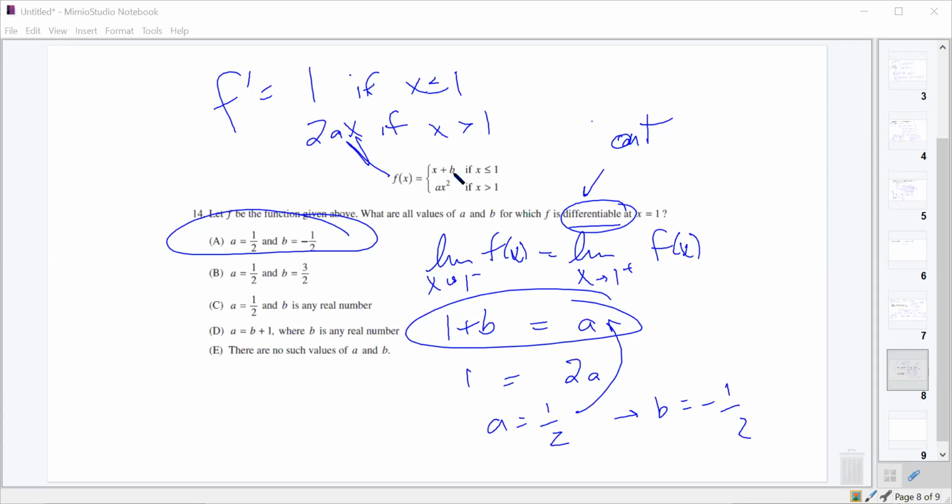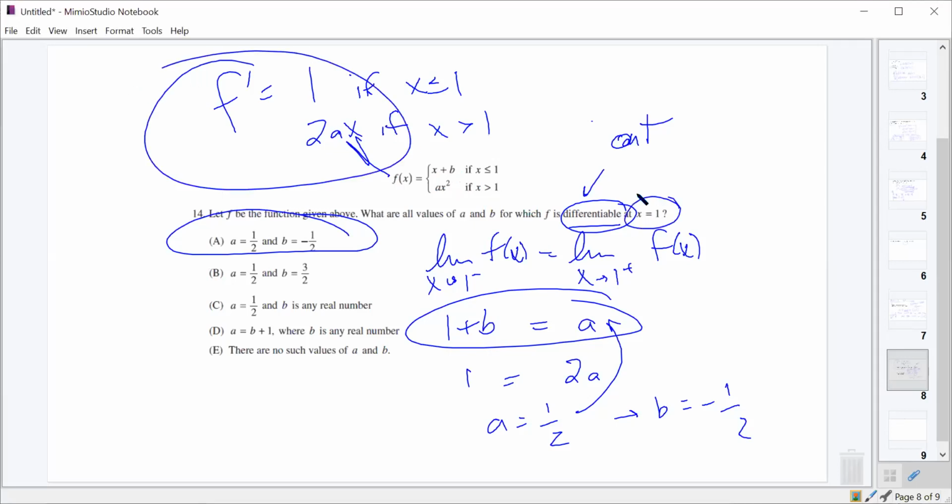Thank you. Why didn't you go 1 equals 2ax? Why'd you just drop the x? Because this has to be differentiable when x equals 1. Okay. So it's 2a times 1, which is just 2a. That makes sense? Yeah.